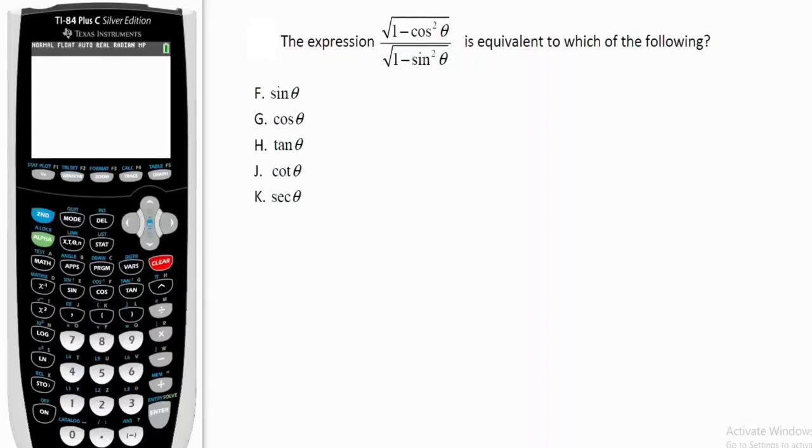In this video, we are going to learn how to solve this ACT math question using the TI-84 Plus scientific calculator fast and easily. So ensure you stay with me to the very end of this video. Alright, so let's get started. This question is under trigonometry and it's very simple.